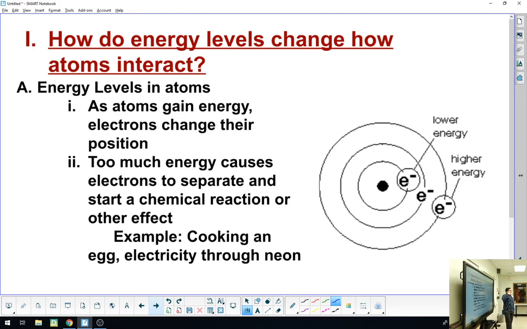Hannah and I had a conversation yesterday about the noble gases. Do you remember that, Hannah? What happens if you take a noble gas and you shoot electricity? It glows. So if you look at your periodic table, all the ones on the way right side are the noble gases.